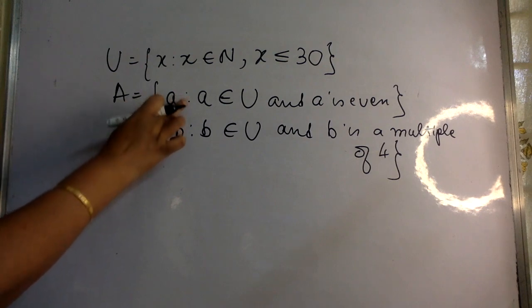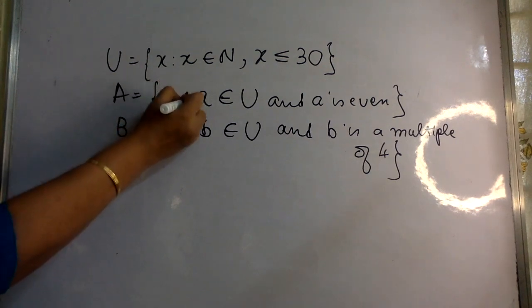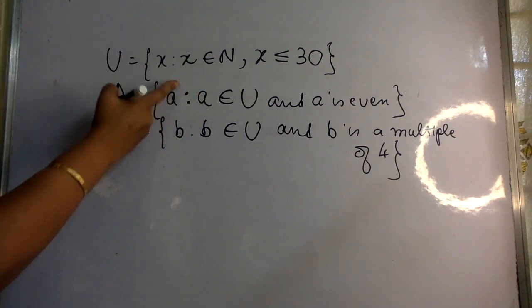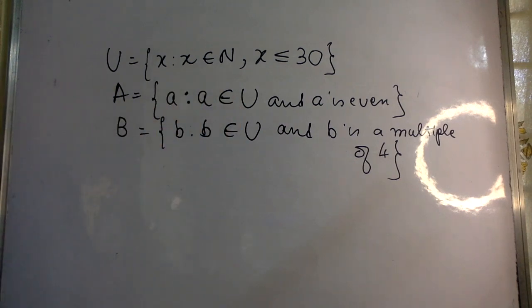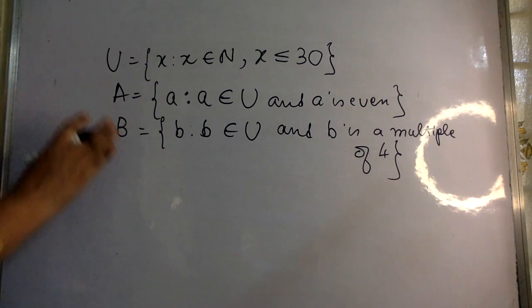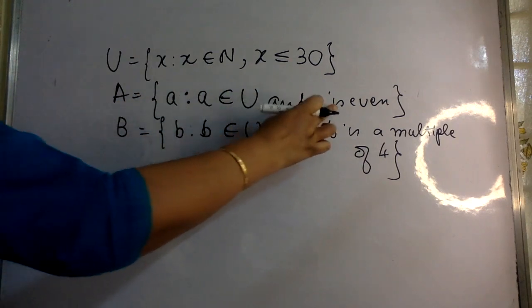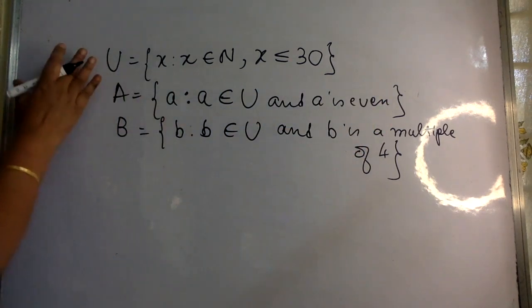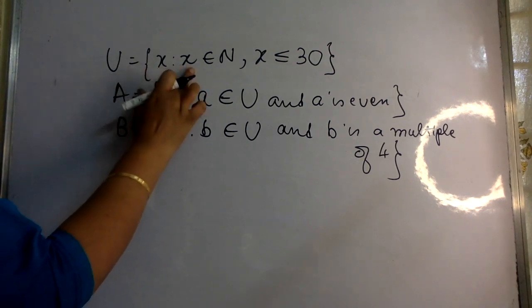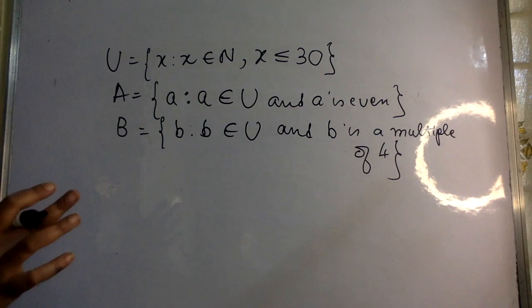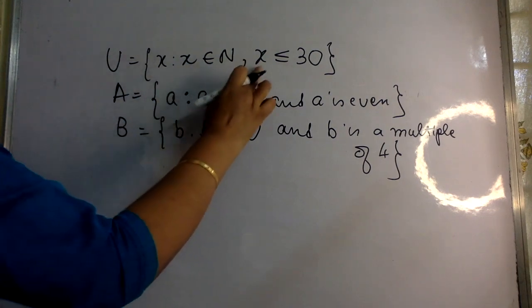A is such that A belongs to the universal set, and A is even. Now what is the universal set? This is written in set builder form: X is such that X belongs to natural numbers, N is for natural numbers, and X is less than or equal to 30.